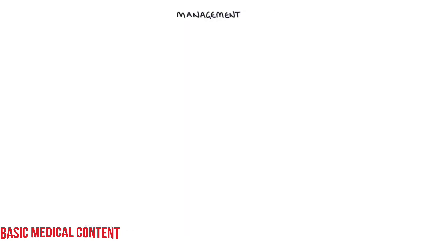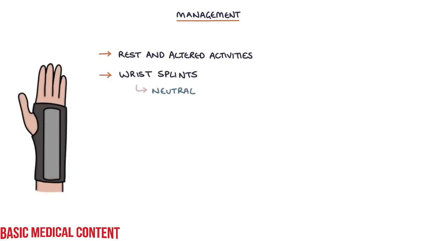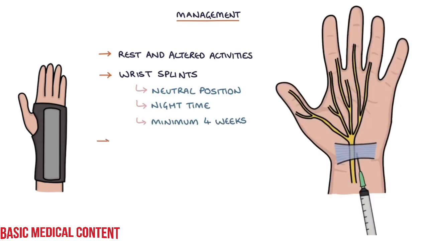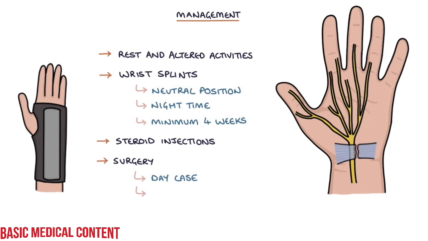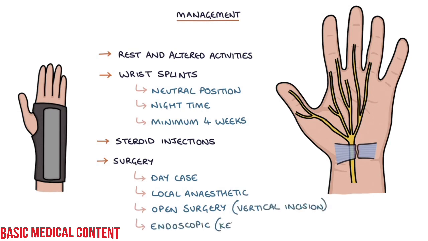Finally, let's talk about management. Management options for carpal tunnel syndrome are rest and altered activity, wrist splints that maintain a neutral position of the wrist worn at night time, typically for a minimum of 4 weeks, steroid injections, and surgery. Carpal tunnel syndrome surgery is usually performed as a day case procedure under a local anaesthetic. It can be performed by open surgery with a vertical incision at the wrist, or by endoscopic or keyhole surgery. The flexor retinaculum, which is also known as the transverse carpal ligament, is cut to release the pressure on the median nerve.